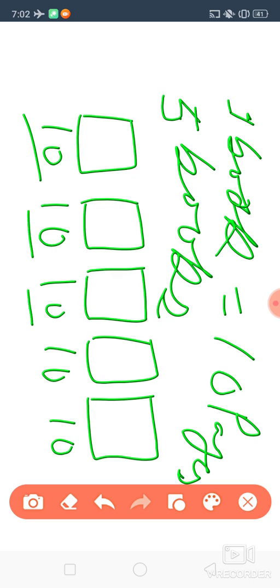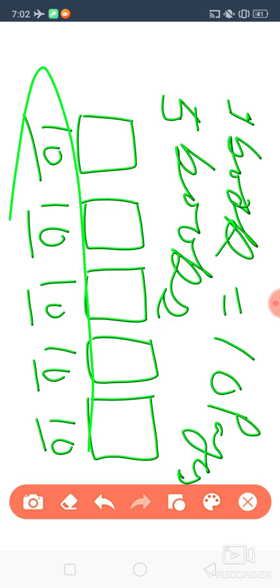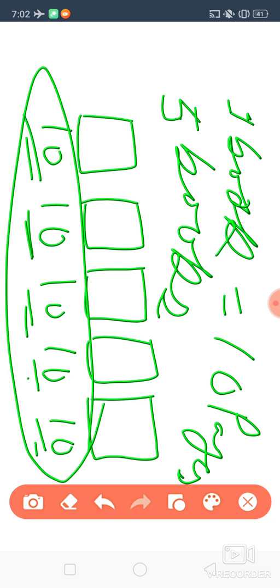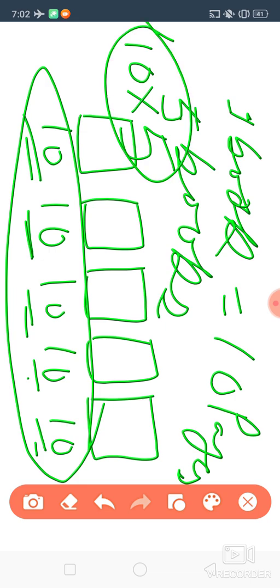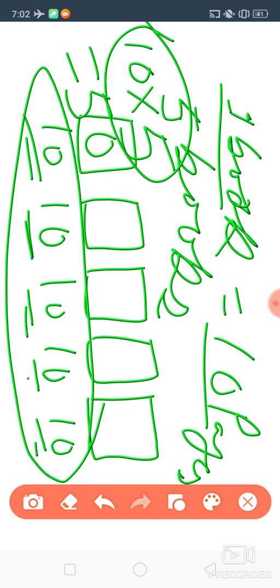10, 10, 10, 10, 10. We have to add all this. So total how many will we get? 10 we are adding 5 times. So 5 times, that means we have to multiply 10 into 5. So how much will we get? 50. Okay, so in 1 we are getting 10, so in 5 we'll get 10 into 5. Okay, so in the same way we'll do that question also.